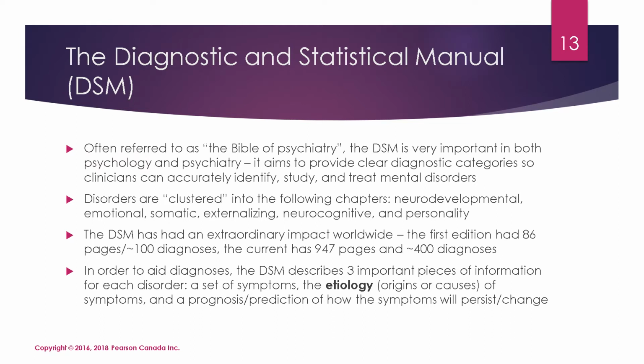In order to aid diagnoses, the DSM describes three important pieces of information for each disorder. It always gives us a set of symptoms, the etiology, which as I mentioned before is the origin or causes of the disorder, or potential causes at least, and a prognosis, or prediction of how the symptoms will persist or change. So for each disorder, not only does it list those symptoms and possibly where it came from, it also lists how resistant it is to treatment, how likely it is to improve, and what types of treatment have been proven effective based on the research evidence.